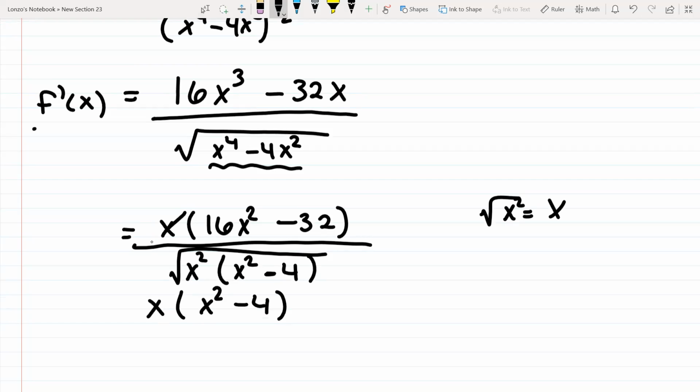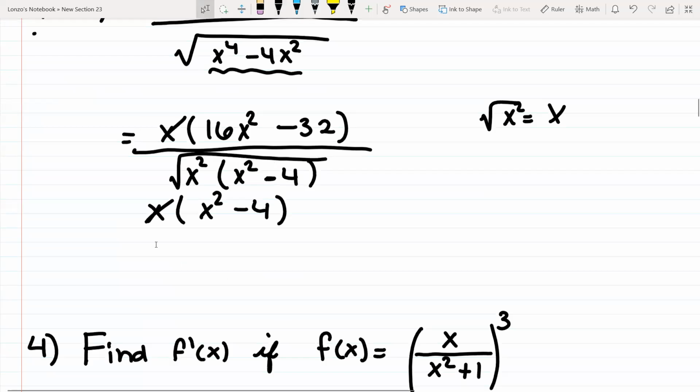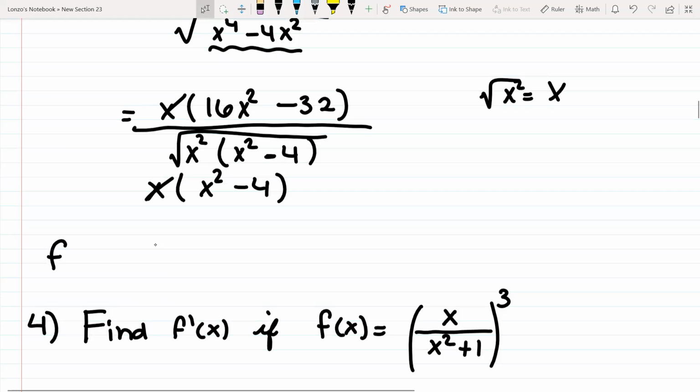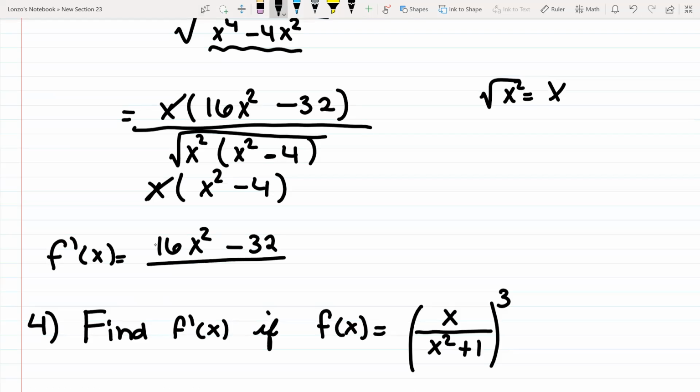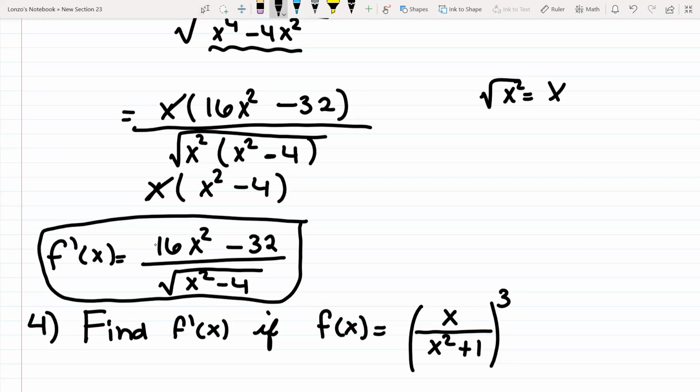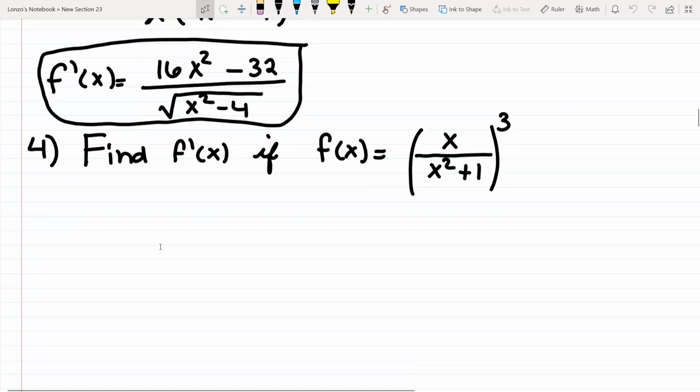And then you can cancel with x. So your final answer will be f prime of x equals 16x squared, and then inside the radical you're still left with the square root of x squared minus 4. That is your final answer. Okay.